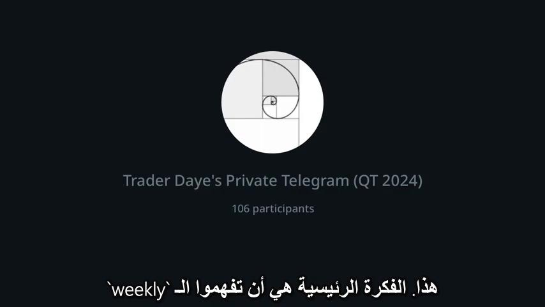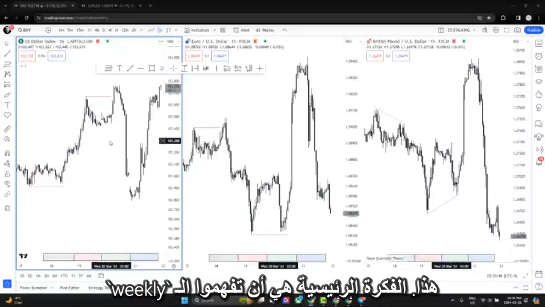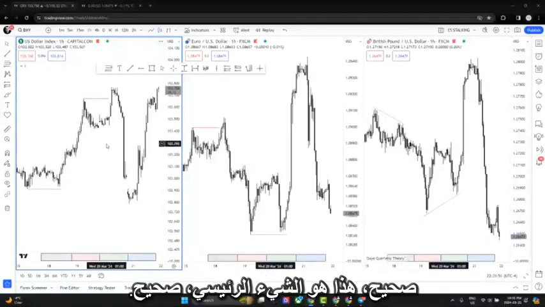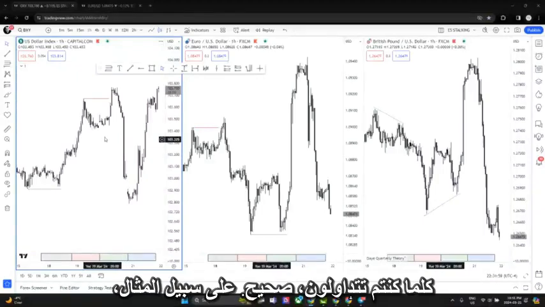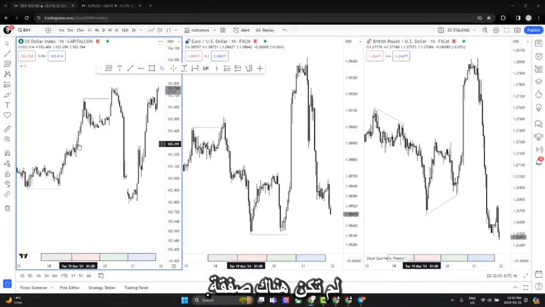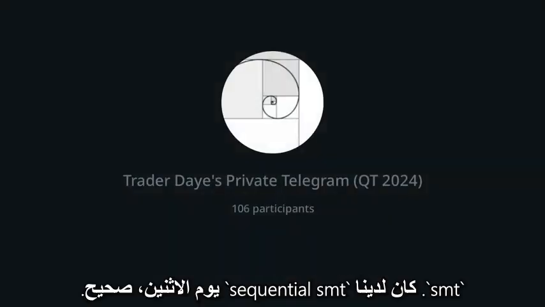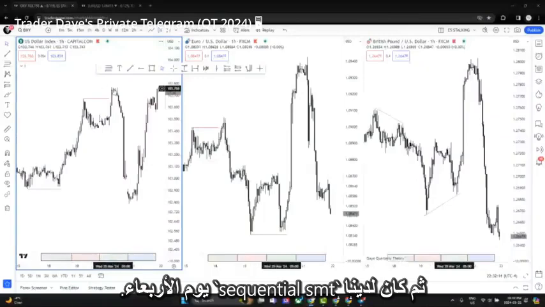The main takeaway is to understand the weekly cycle, right? That's the main thing, right? You need to be reflecting upon the previous day's high whenever you're trading, right? So, for example, here, during Tuesday, there was no trade. Why? There was no sequential SMT. We had sequential SMT on Monday, right? And then we had sequential SMT on Wednesday.